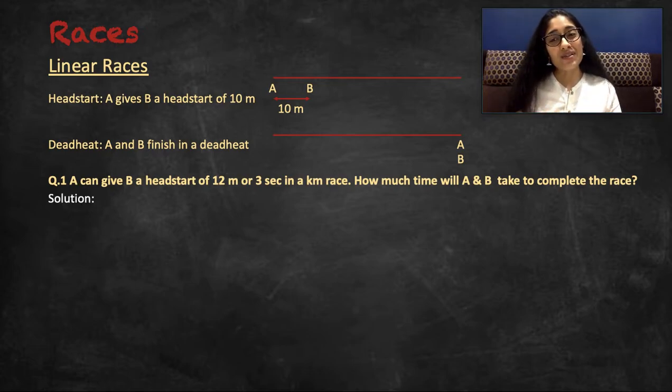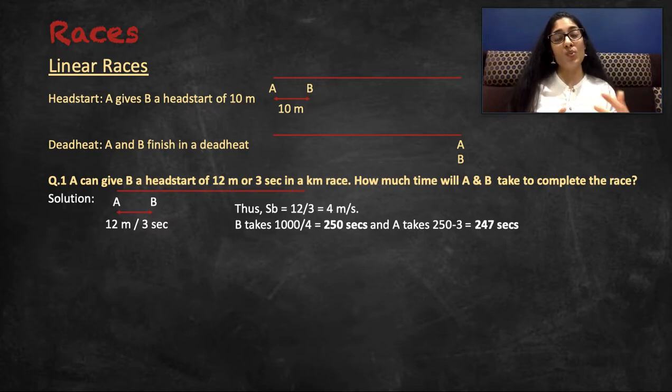Now I can use this data to calculate the speed of B, which is 12 upon 3 gives you 4 meters per second. Now because I have the speed, to cover a kilometer, B will be taking 250 seconds. And as I know, A can give B a head start of 3 seconds, which means A must be taking 3 seconds lesser. That gives you 247 seconds.